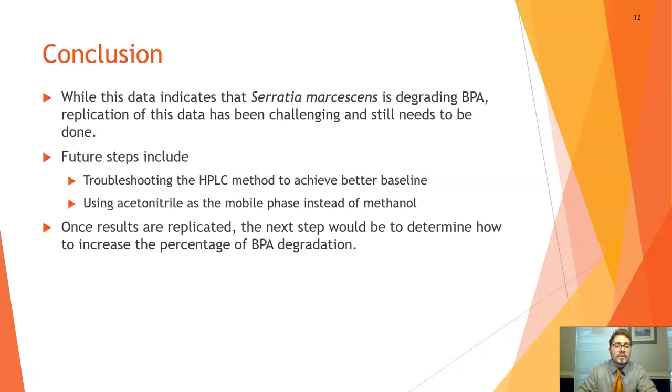Some future steps include troubleshooting the HPLC method to achieve better baseline, and using acetonitrile as the mobile phase instead of methanol. Some of the literature actually stated that they use acetonitrile instead of methanol. The reason we used methanol was because it was a bit cheaper and more available in the lab. Acetonitrile might be easier to use for separation of the samples. And then once the results are replicated, the next step, as I mentioned before, will be to determine how to increase the percentage of BPA degradation, because that's the ultimate goal.